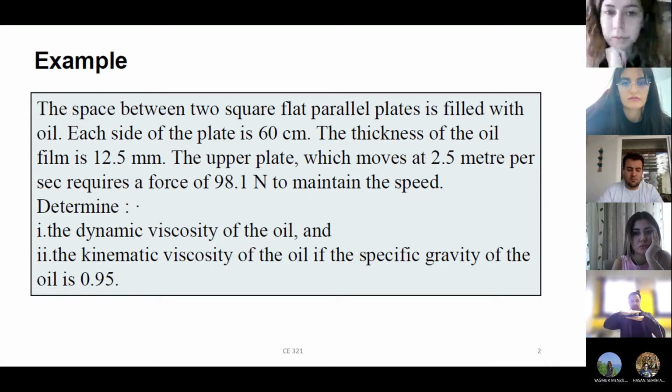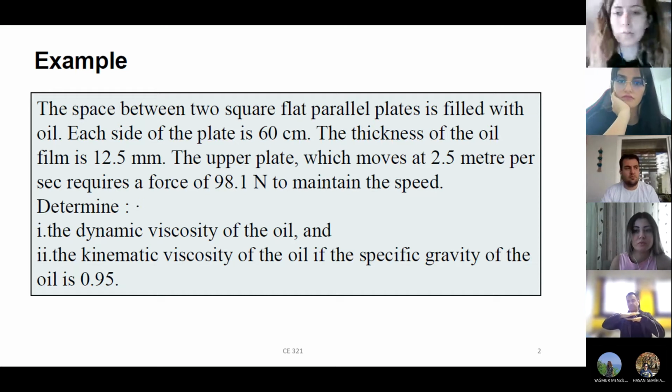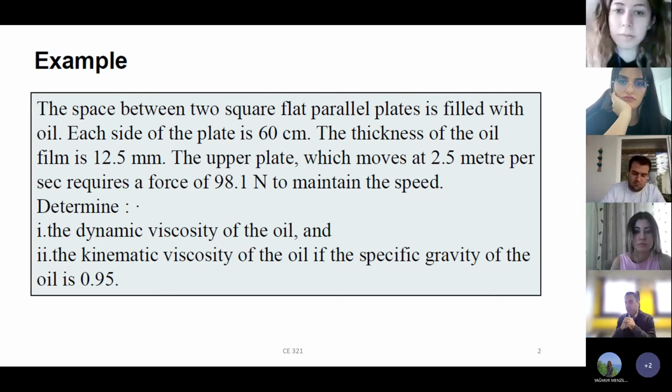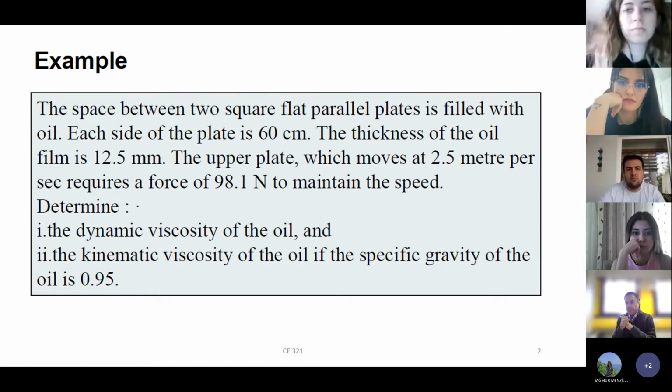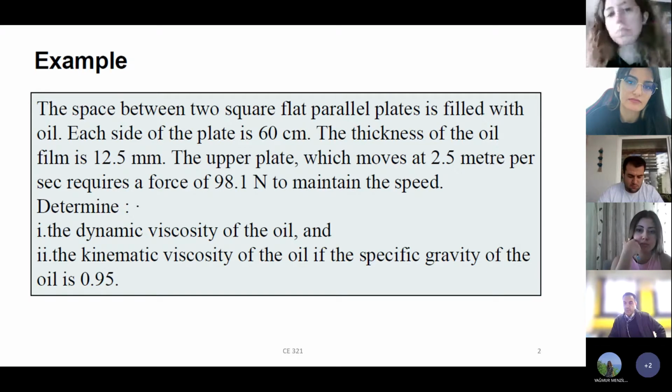Simply summarizing, two plates we have. The upper one moves, the lower one is fixed. Between these two layers, thickness is 12.5 millimeters, and the velocity of the upper layer is given, and the force that creates this motion is also given, 98.1. The question asks, one, determine dynamic viscosity of the oil, and in second part determine kinematic viscosity of the oil. And also the specific gravity is given, 0.95.